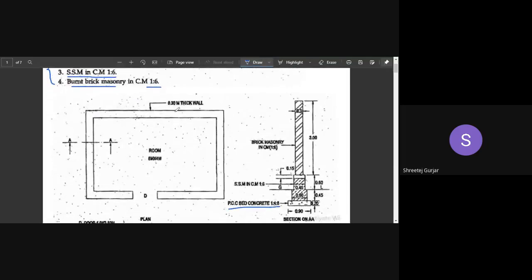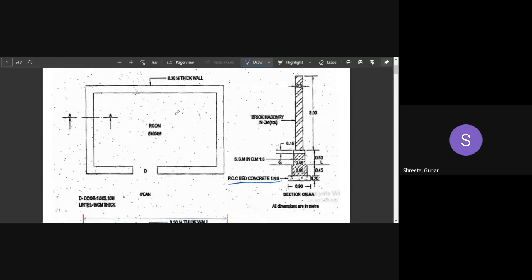Coming to your figure which you have drawn, as you can see, there are no columns. So this is load bearing. This is a single room. We can observe it is a single room having one door, one door it has.